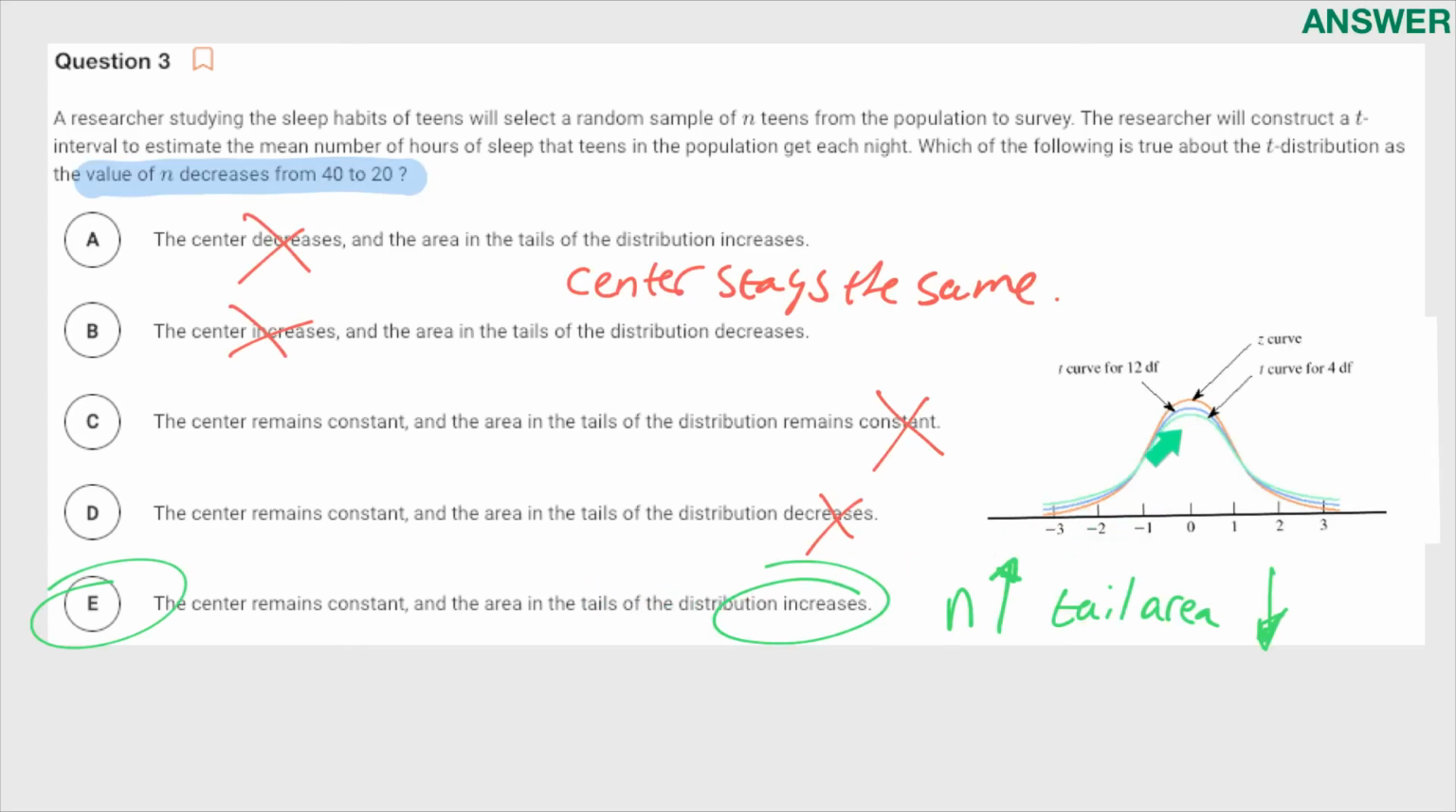Using the same picture as before, as n decreases from 40 to 20, you're going from the blue curve to the green curve. The blue curve is 12 degrees of freedom, the green curve is 4. Blue to green means that the tail area is going up, so your t star increases. As the sample size increases, the tail area goes down. As the sample size decreases, the tail area goes up.